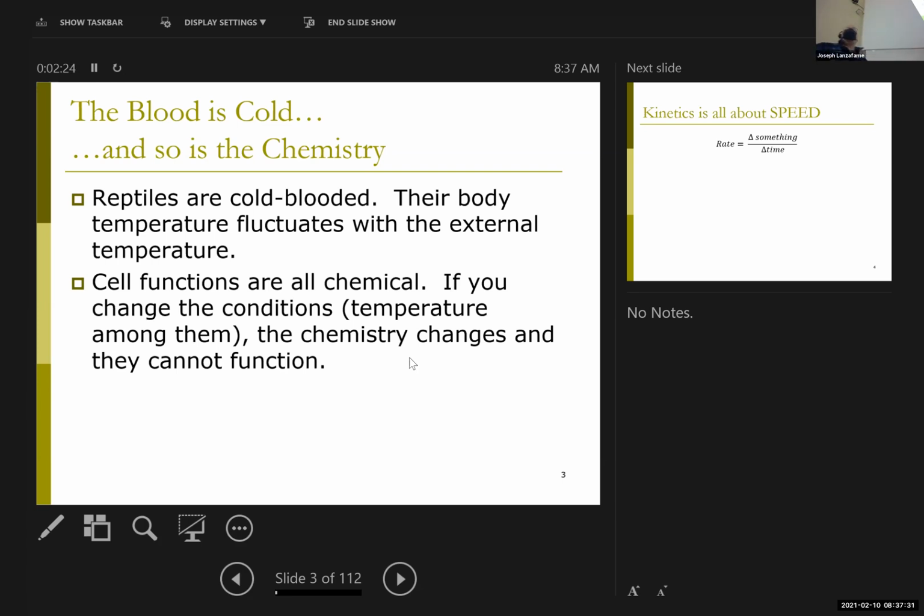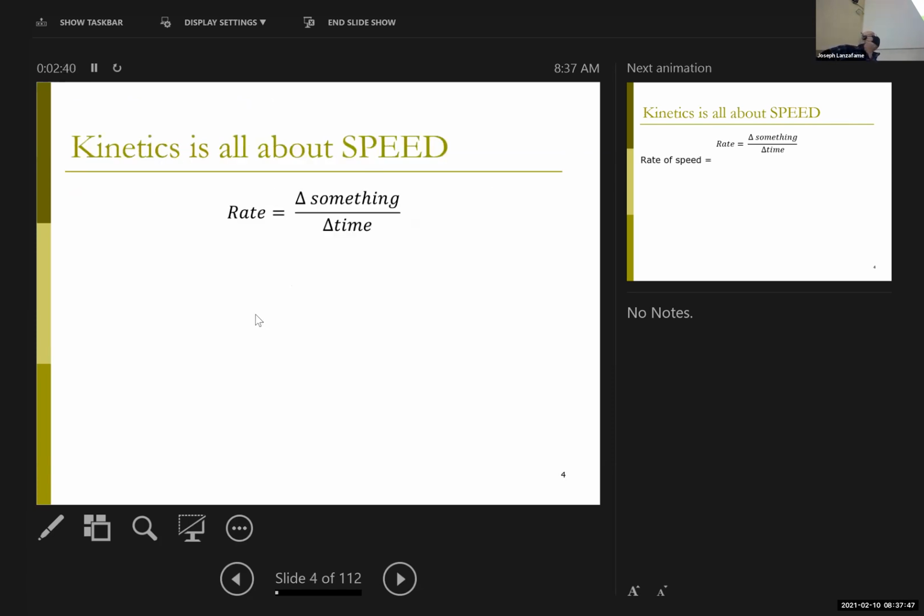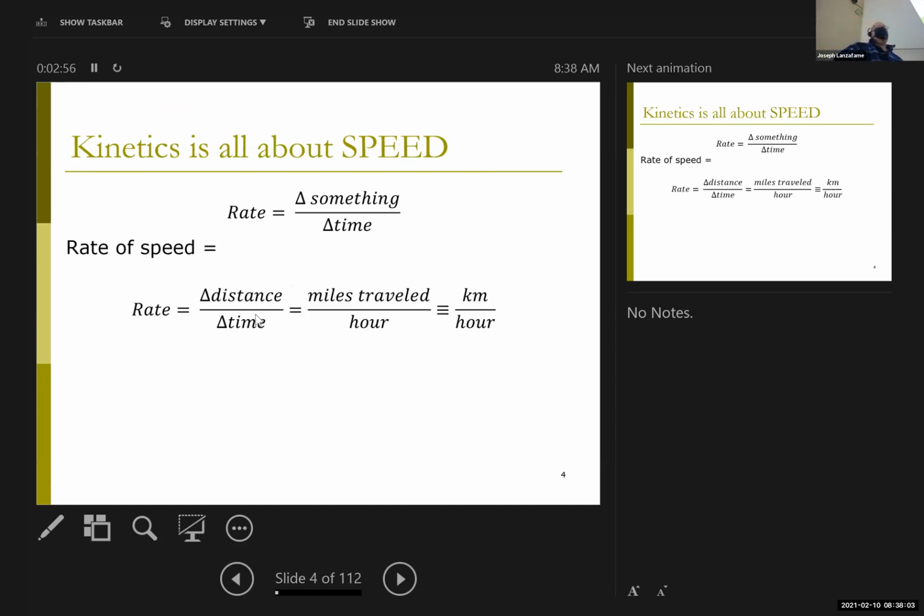And so the only response the lizard has to preserve its existence is to hibernate, because it simply cannot do its chemistry fast enough to do its normal metabolic activities, right? And so kinetics could be anything as a function of time. Kinetics is all about rate. Rates are change in something over time. And so you can define all kinds of different rates, right?